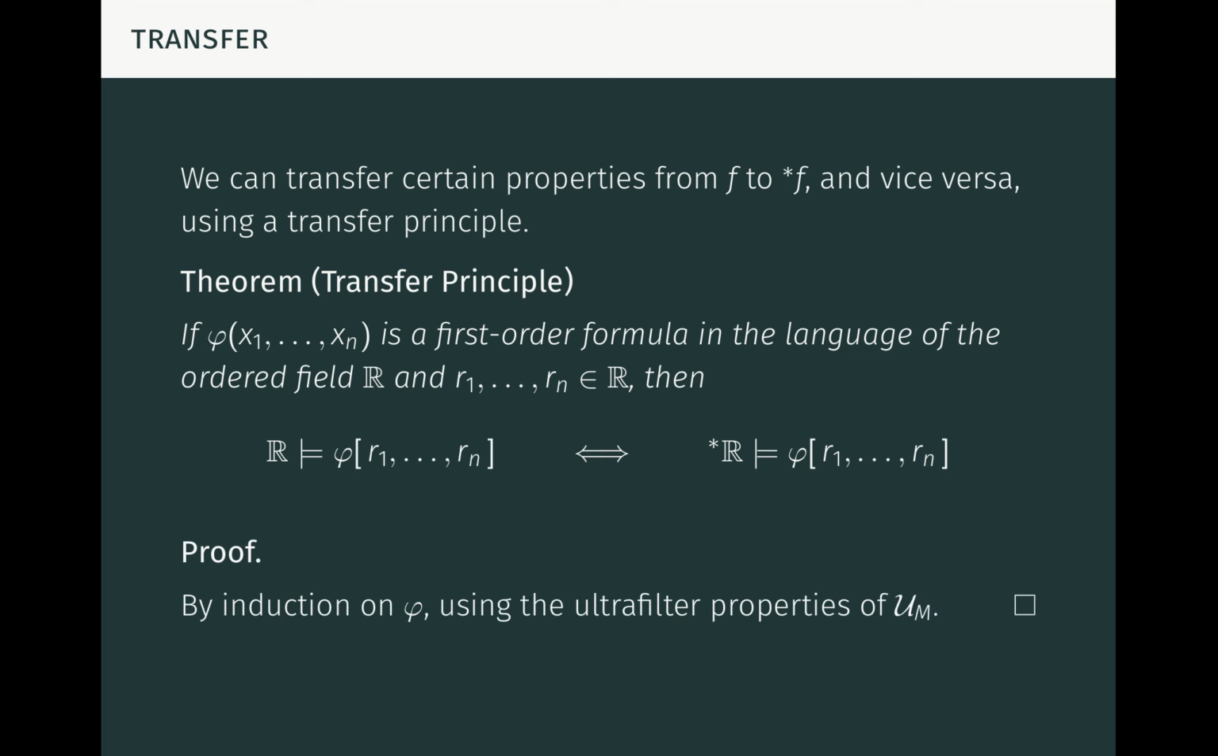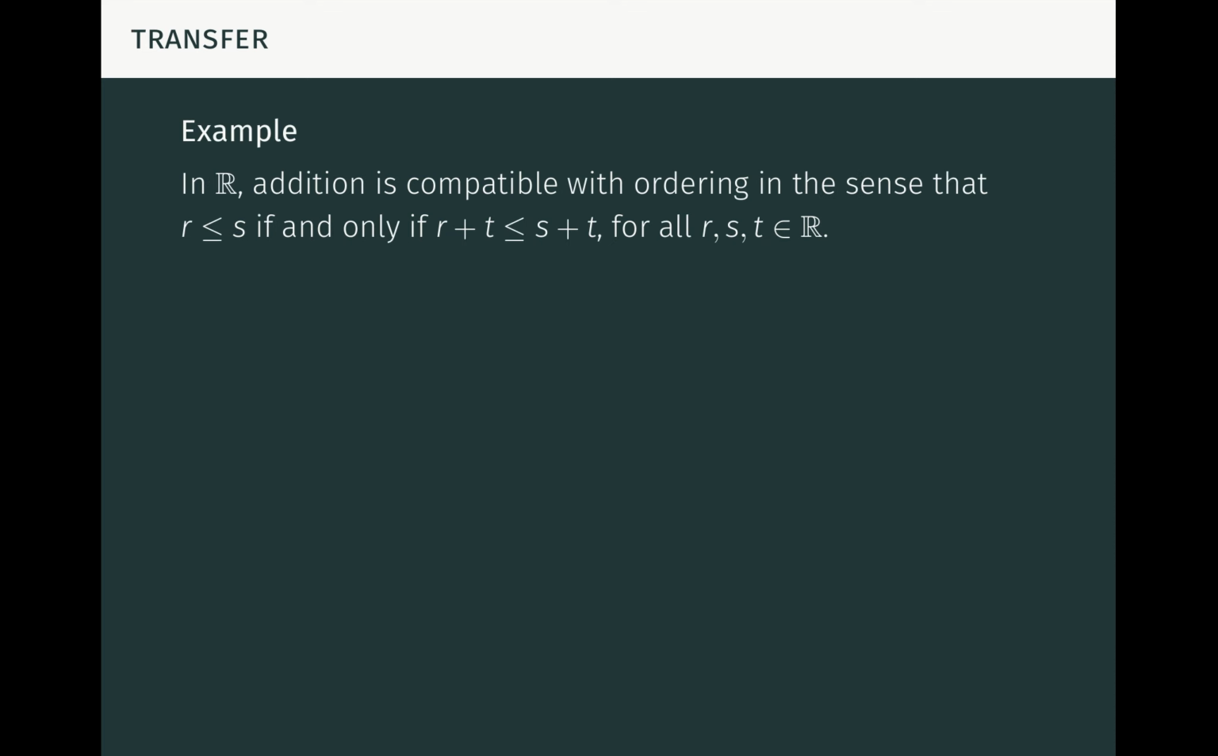Now, the proof is by induction on the formula phi using the ultrafilter properties of U, but I'm not going to provide the proof here. Instead, let's take a look at a simple example of how the transfer principle can be used. In the real numbers, we know that addition is compatible with ordering in the sense that r is less than or equal to s if and only if r plus t is less than or equal to s plus t, and this holds for all real numbers r, s, and t.